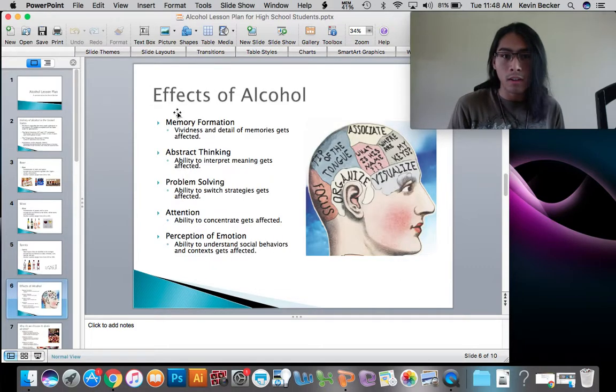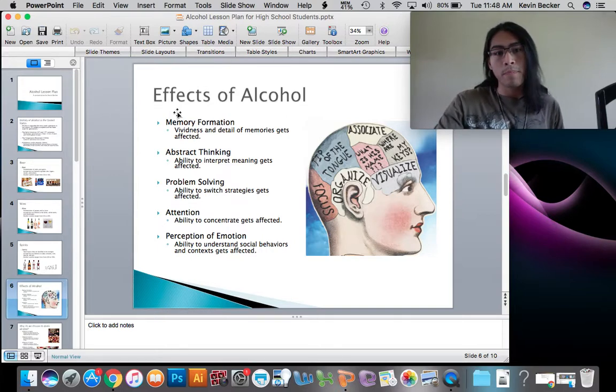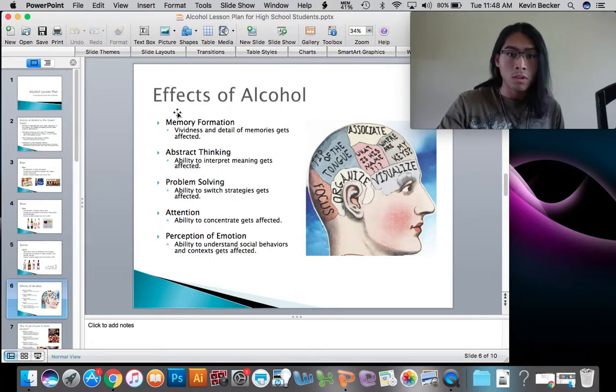So, the effects of alcohol. There are a lot of things that alcohol does to our brain, and one of them would be how it affects memory formation. This basically states that a chronic drinker will have less vivid memories, and the detail of their memories gets affected. Abstract thinking is also affected, and this is essentially the ability to interpret meaning. Our problem solving skills are also in jeopardy. This is your ability to switch strategies and overall figure things out.